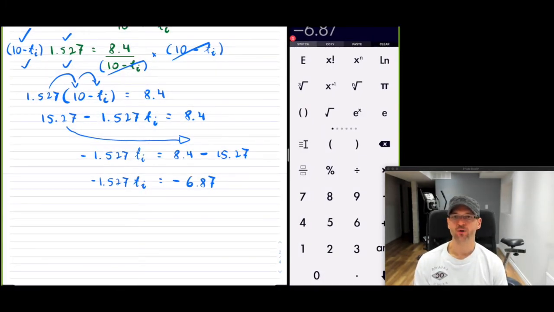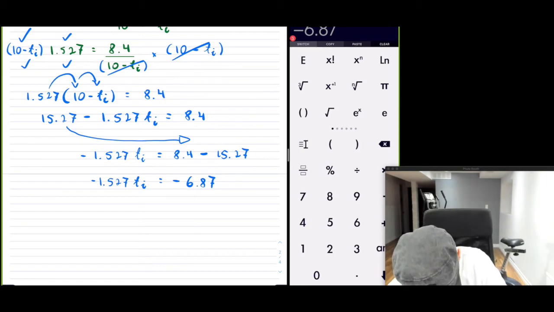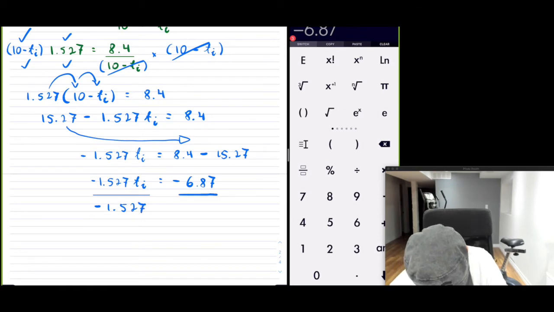So now with that, what we have there is we're going to be getting rid of this. So this is negative 1.527. I'm going to do that to both sides.